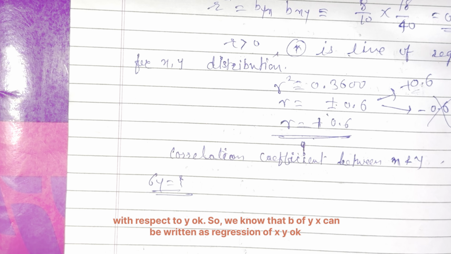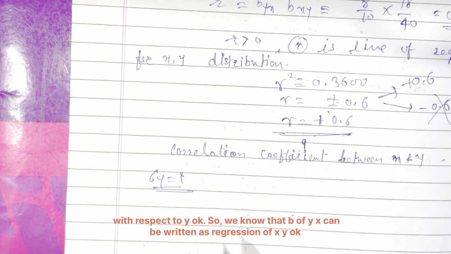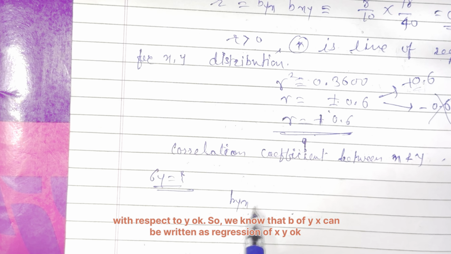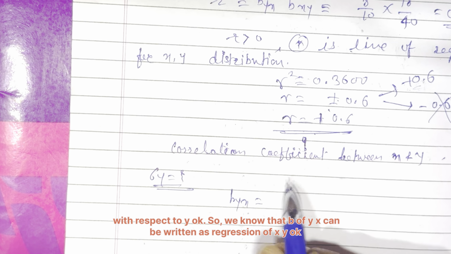This is our next part of the question. We want the standard deviation of y, that means we want sigma y. So what is our next target? To find sigma y, the standard deviation with respect to y. We know that b of yx, the regression of y over x, equals r multiplied by sigma y divided by sigma x.